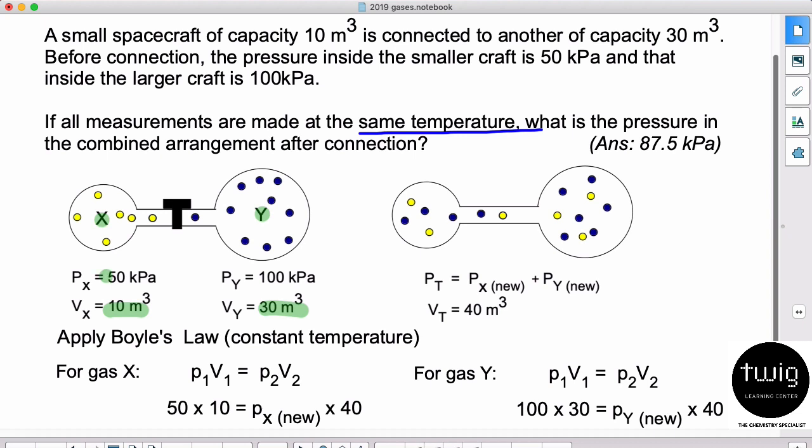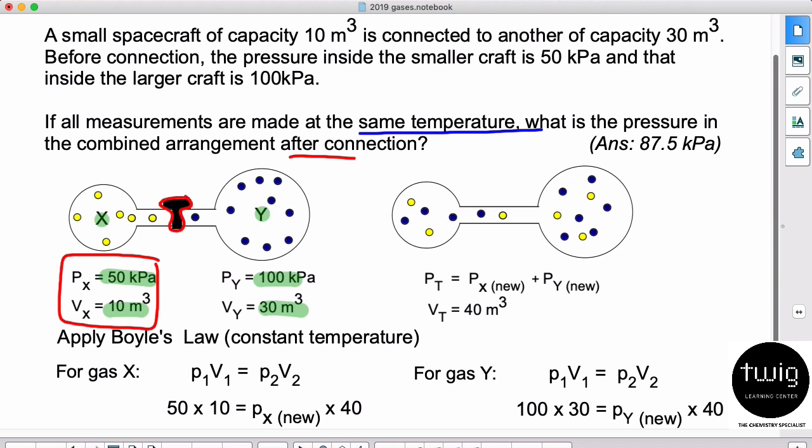The pressure due to gas X inside here is 50. Pressure due to gas Y is 100. So this is the initial pressure and the initial volume for gas X. After that, they say you open up, before connection. Then after that, what is the pressure after connection? After connection means you take away this thing. You take it away. So this is what it looks like now.